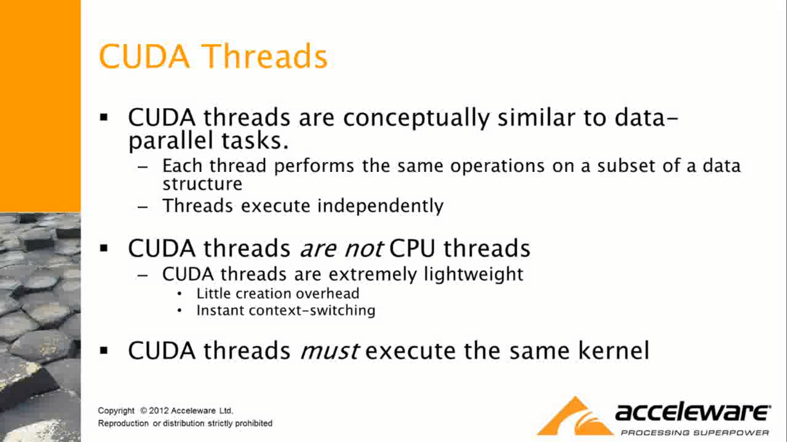CUDA threads are not CPU threads in the sense that they're extremely lightweight. There's very little to no context switching between CUDA threads, which is actually one of the big advantages of the GPU. So you don't need to back up registers like you do on the CPU or back up your pipelines. It's instantaneous switches, and we'll talk about that in the fourth part this afternoon, why the designers at Nvidia have chosen to do that and what the advantages are for that. CUDA threads must execute the same kernel, so the threads themselves are going to run through the same block of code.